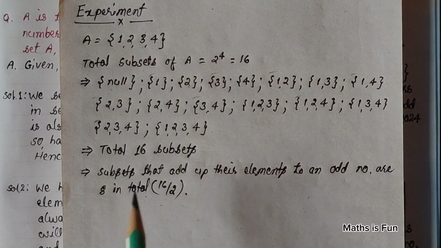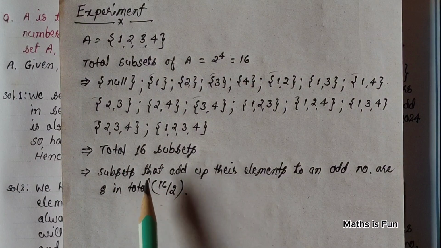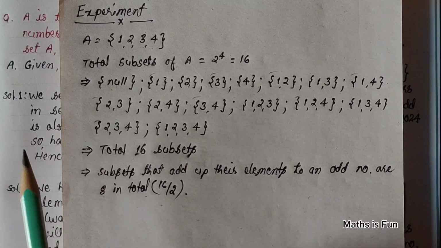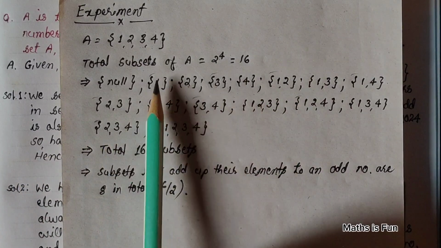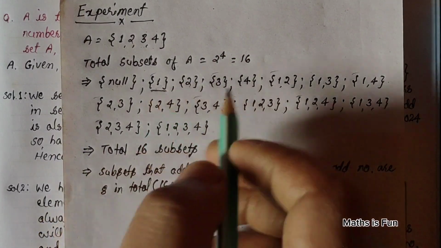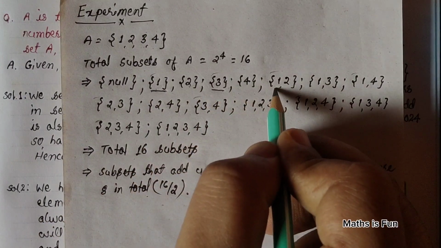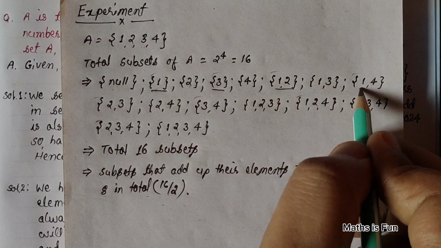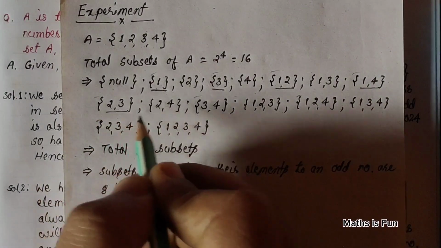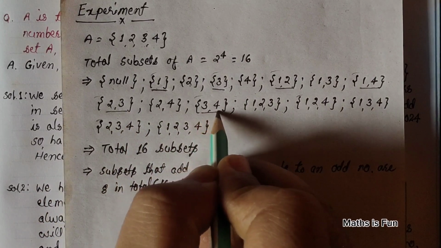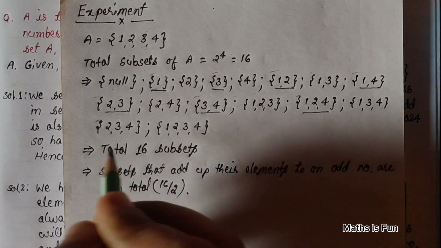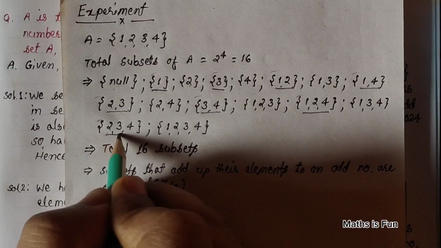Now we will see the subsets whose elements add up to an odd number. There should be 8, as we have seen before, that is half of 16. So let's see the subsets that add up to an odd number. This is a fair subset, so let's underline it. This is odd, this is also odd, this is also odd, we have 3. Then this is also odd, 4 plus 1 is 5. Then this is also odd, 2 plus 3 is 5. Then this is also odd, 3 plus 4 is 7. Then this is also odd, 1, 2, 4 is 7. Then we have this also as odd: 2 plus 3 is 5, plus 4 is 9.